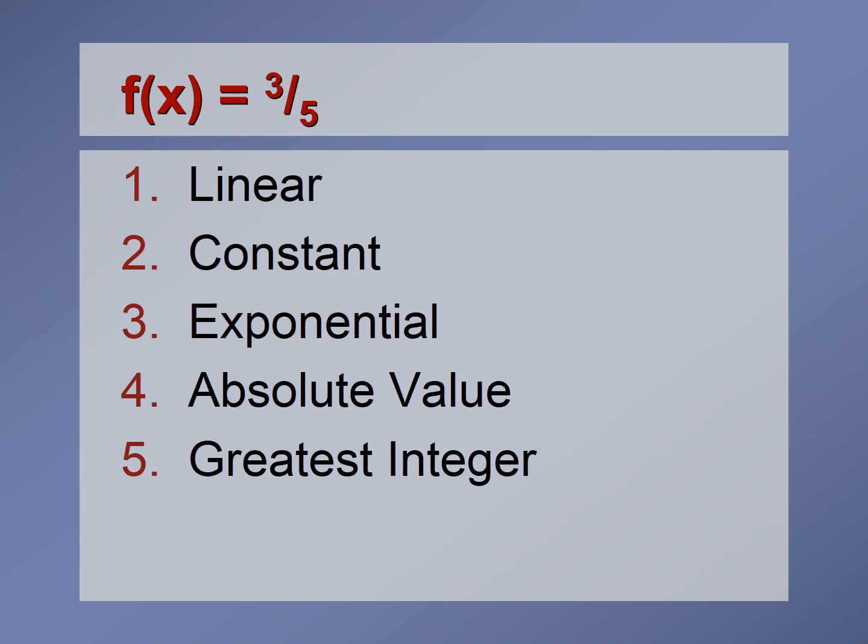f of x equals 3/5. So notice that there is no x term, which means that this is a constant function. f of x equals 6 to the x power. So remember, when x is in the exponent, you've got an exponential function.